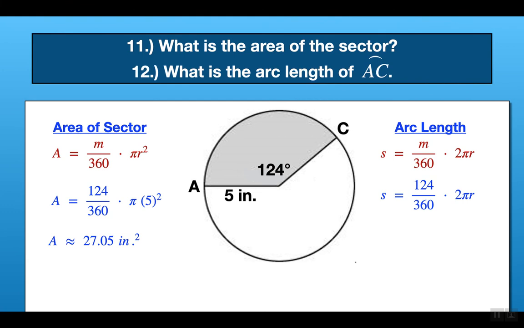So when you work that out in your calculator, you're going to get that the arc length is approximately 10.82 inches if you round it to the nearest hundredth. If it would have said to round to the nearest tenth, it would have been 10.8. And if it would have said to round it to the nearest whole number, it would have been 11 inches.